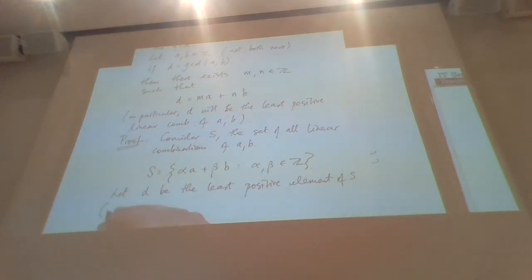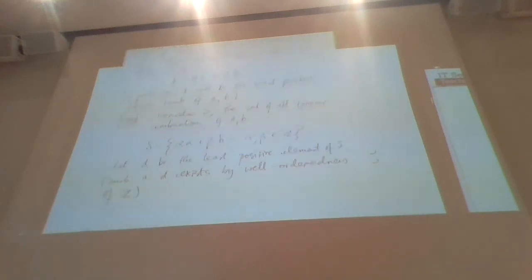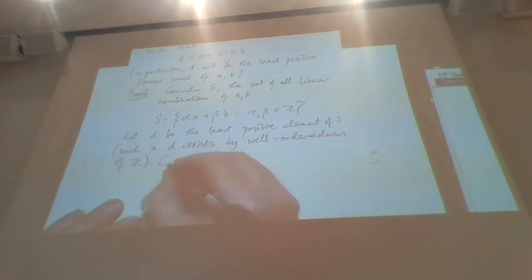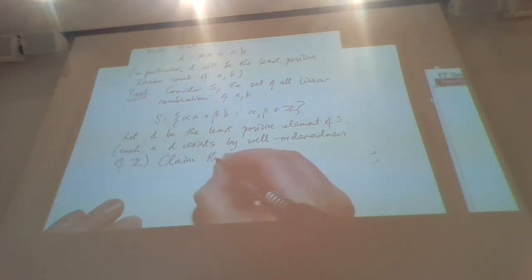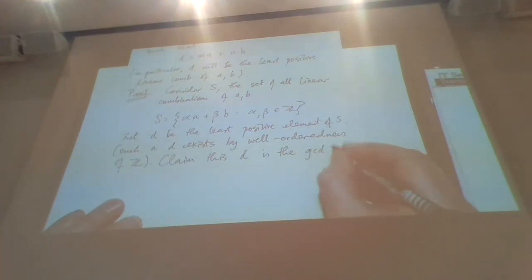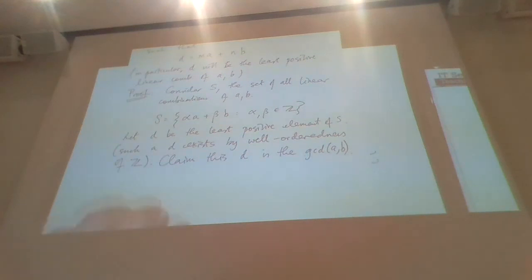Okay, such a D exists. I'm varying the wording slightly from that in the book. Such a D exists by the well-ordered principle, well-orderedness of Z. Just trying to get the main ideas down from the notes and discuss it in a nice way. So the claim is that this D is the GCD of A and B.